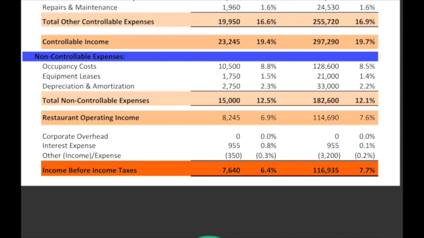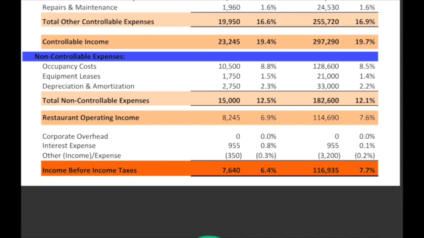Now that we've kind of captured all of these elements, you can see an additional line under restaurant operating income. Now we've got corporate overhead, interest expense, and other income or expense. The corporate overhead is an important one, but this one typically only applies to multi-unit concepts. And it only applies to multi-unit concepts where there is a burden attached to the entire group.